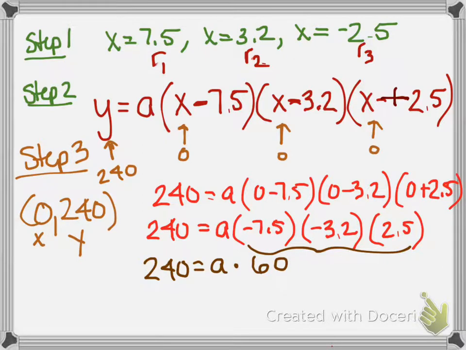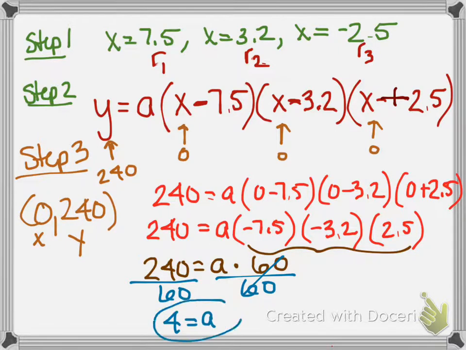How do I solve for a? Well, if I have something multiplying a, then I divide it out, and 240 divided by 60 is 4. So a is equal to 4.